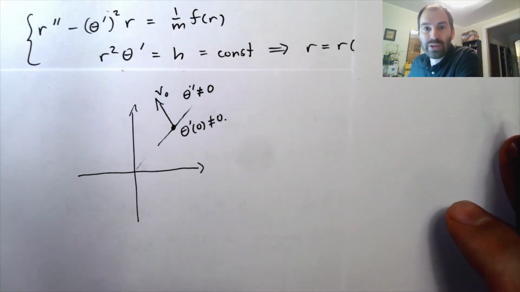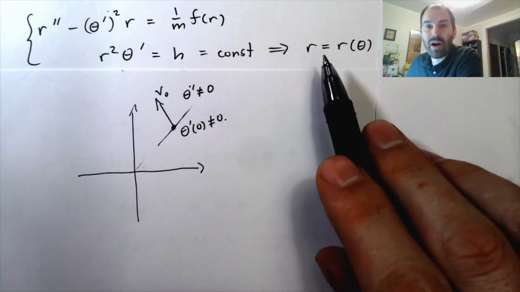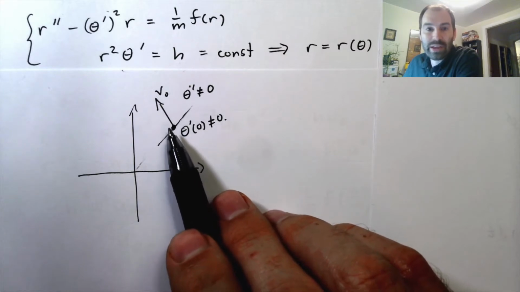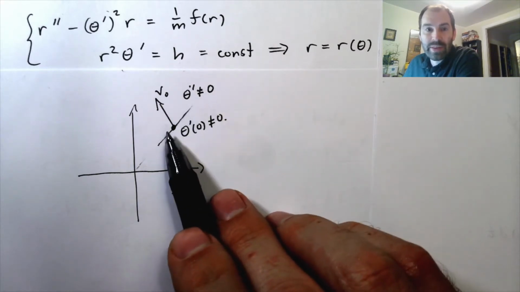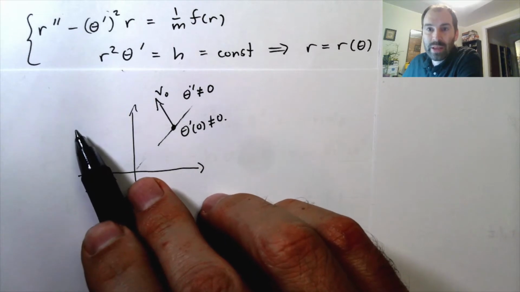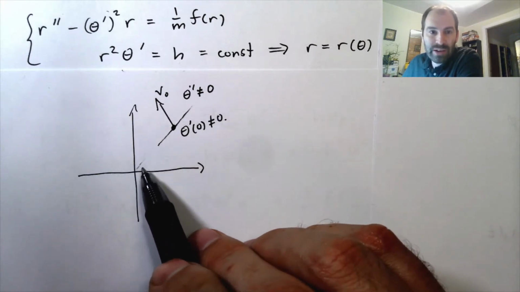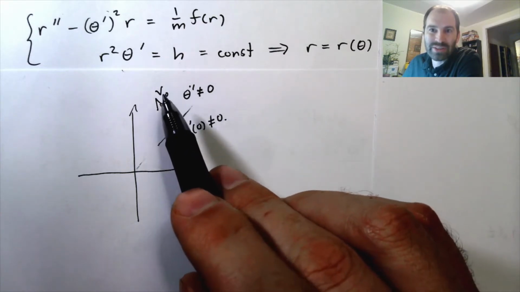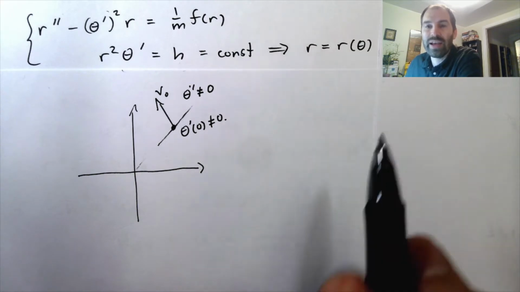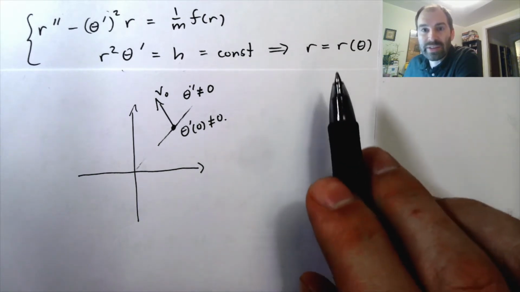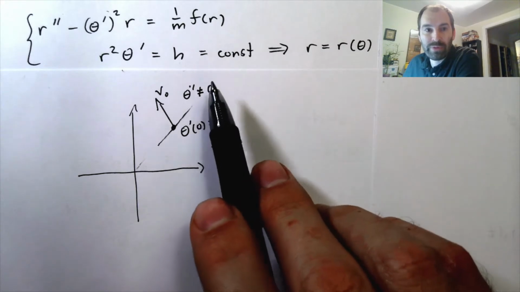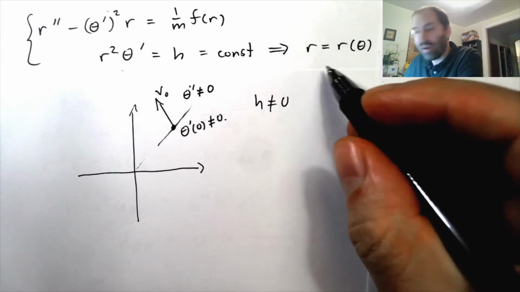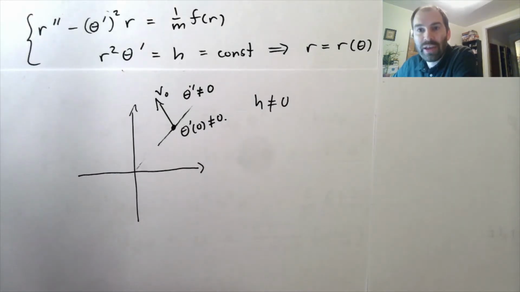That is a useful thing to know, and it also tells us that r must be a function of theta. If theta prime is never equal to 0, then theta is always changing. The only way r would not be a function of theta is if r changed without theta changing. But if theta is always necessarily changing, then r can be thought of as a function of theta. So two important facts to keep in mind: h is non-zero, and r is always going to be a function of theta.